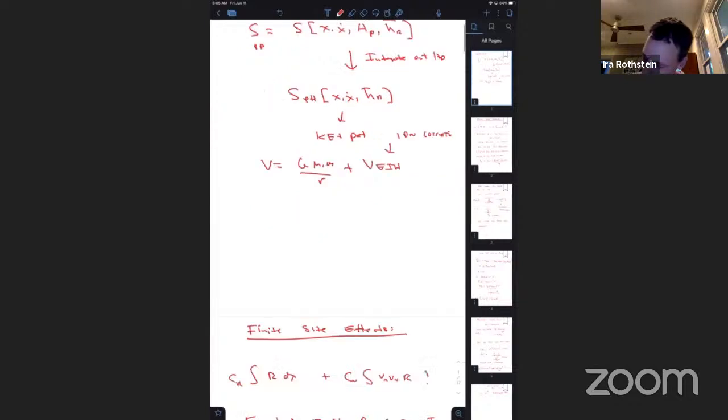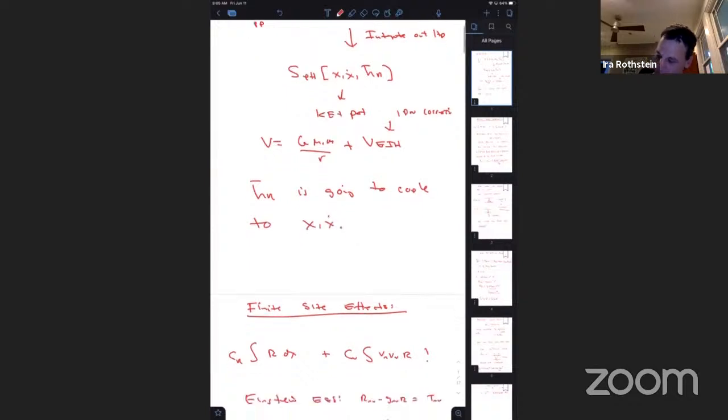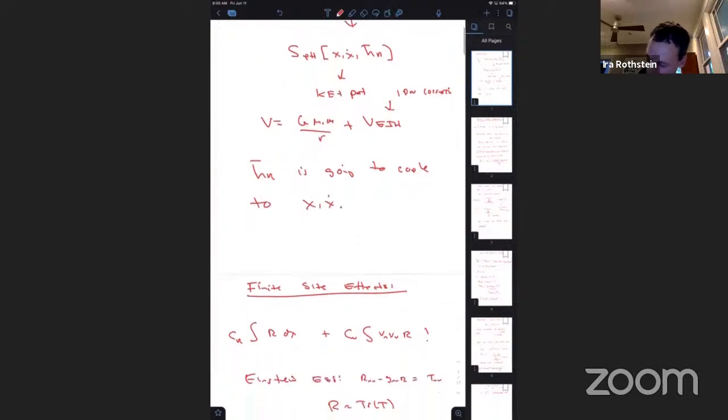And we're left over with some coupling of h. So h radiation is going to couple to x and x dot in some way, and that's going to allow us to eventually calculate the power loss.